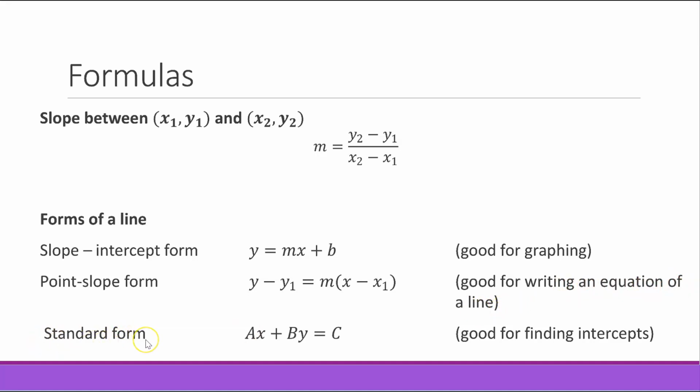Finally, we have standard form, which is a little less common. It looks like ax plus by equals c, where a, b, and c are constants, just some numbers. One of the benefits of standard form is it's good for finding intercepts. For example, if I wanted to find the y-intercept, I let x equal 0. That means this whole first term is 0, and to solve for y, I can simply divide by b. So it's good for finding intercepts mentally.